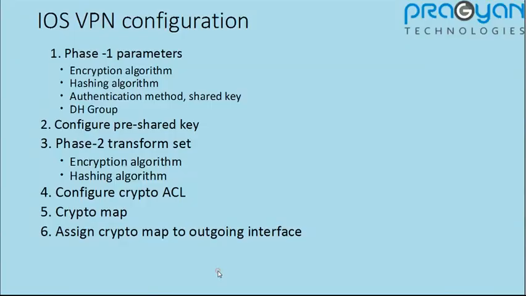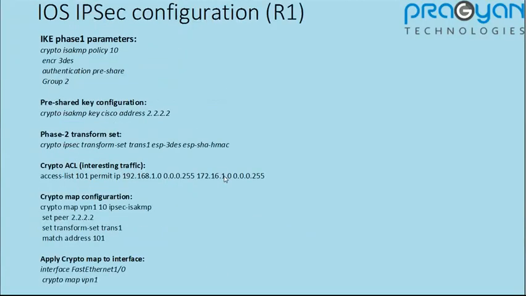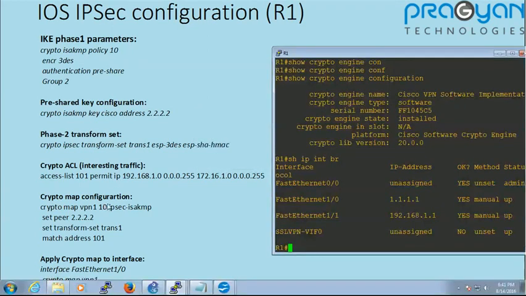If I come back to my presentation, the next slide shows what we need to configure in each of these routers. In R1, I need to configure the phase 1 parameters under crypto ISAKMP policy, then I need to configure my pre-shared key, then my transform set for phase 2, then ACL, and then crypto map, and then apply it finally. So let me get started with the process.